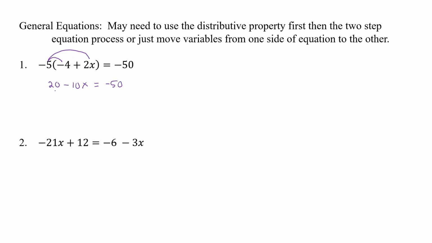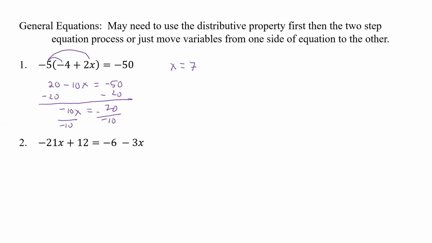Okay. Now let's solve this. So we have to get rid of that. Negative 20, negative 20. Negative 10x equals, and here we have a negative 70. Divide both sides by a negative 10, and that gives me x is equal to 7.